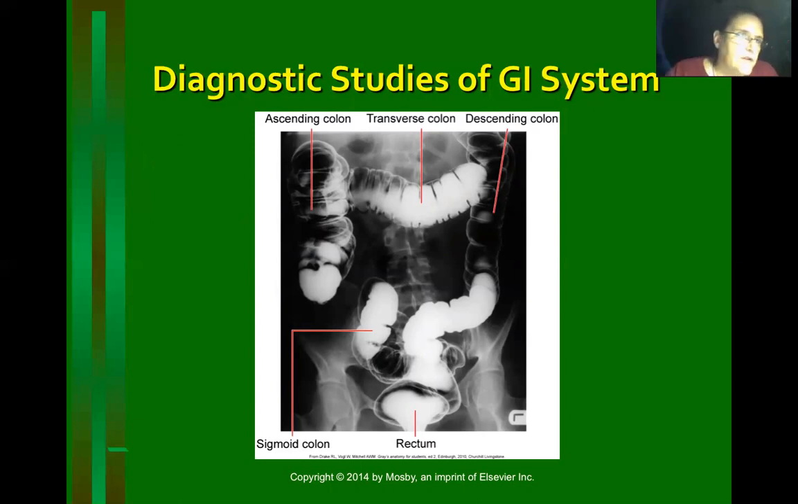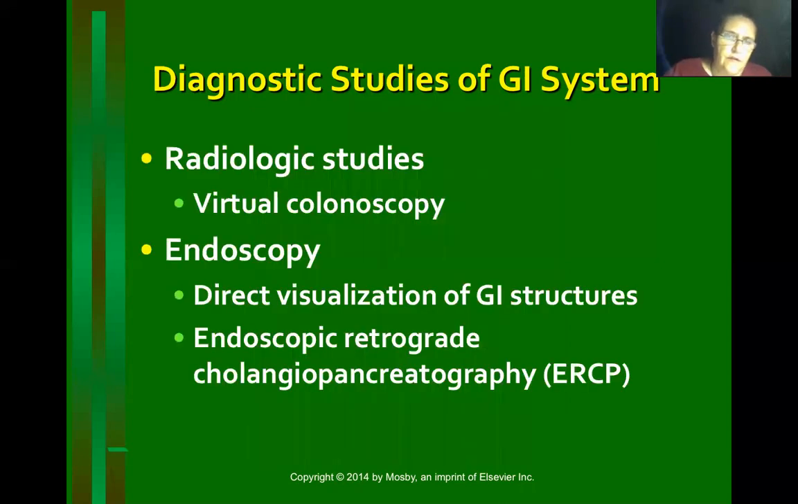This is a picture of a lower GI, and this is done with a barium enema. So again, it detects the same things, the polyps, tumors, and other lesions. But this is a fairly good diagnostic tool. And then we can also do a virtual colonoscopy, which is a combination of a CT scan or an MRI.